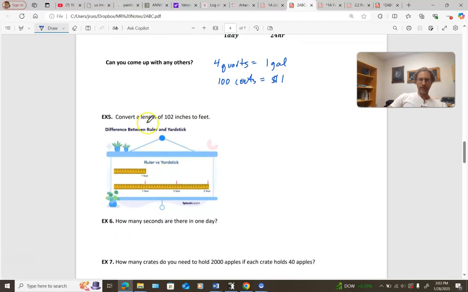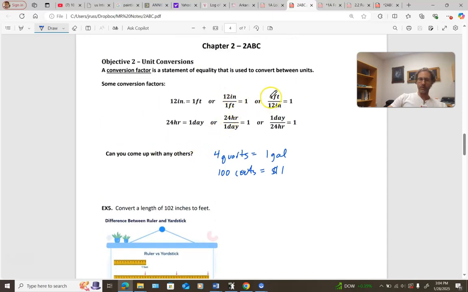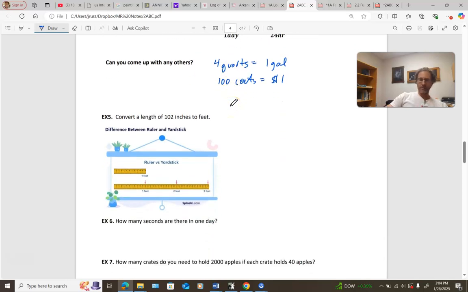So this example 5 here says convert a length of 102 inches to feet. Well, we're working with inches and feet, so we're probably going to use one of these two conversion factors. Which one I use depends on what unit I'm looking to cancel. The way you're going to set these up is you start out with what you're given. You've got 102 inches. You make that a fraction by putting it over 1, and then you multiply it by your conversion factor. Now we know that 12 inches is equal to 1 foot.